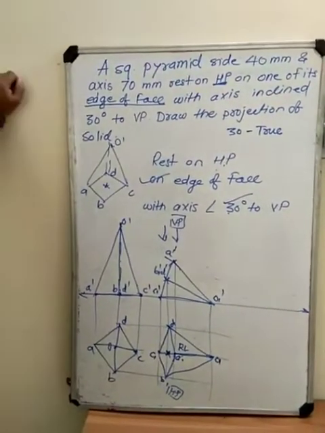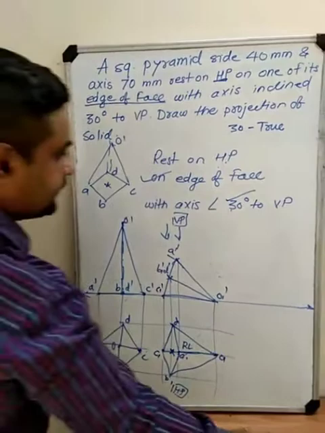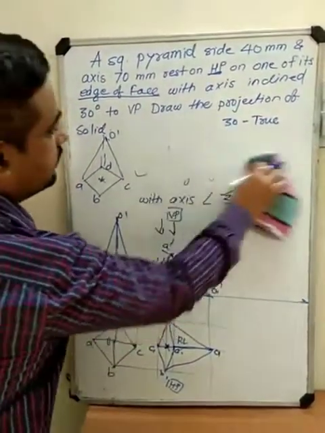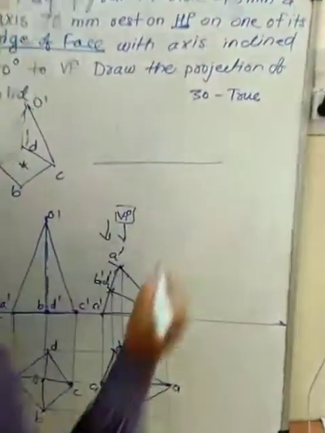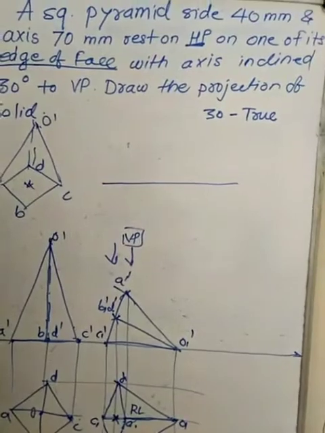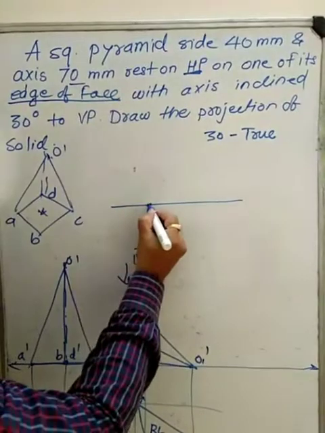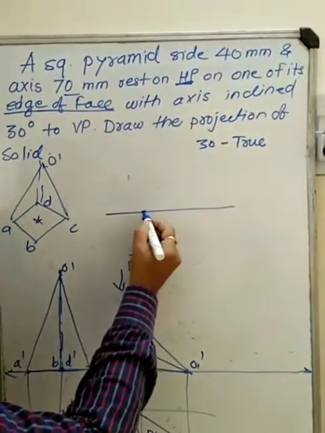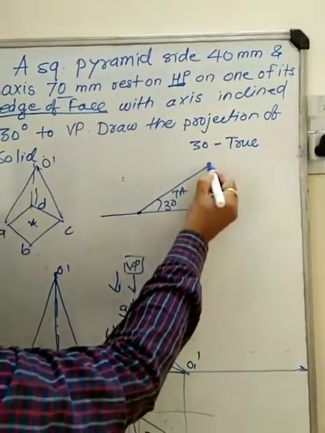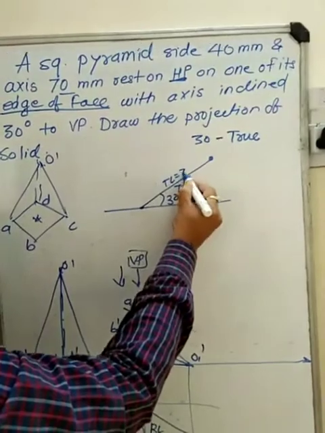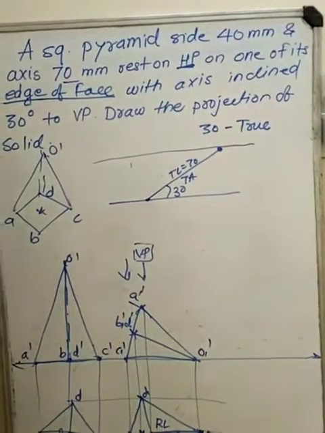Now how to find the apparent angle? First of all you will have to find the apparent angle. So what to do to find the apparent angle? Here I am finding the apparent angle. First of all draw a horizontal line. Now after drawing the horizontal line, take the true length of the axis. Now the true length of the axis is 70 mm. Now mark one point here, and the true angle is 30 degree. So take the angle 30 degree, true angle, and the true length equal to 70, and mark one point here. Now draw a line parallel to the previous one.